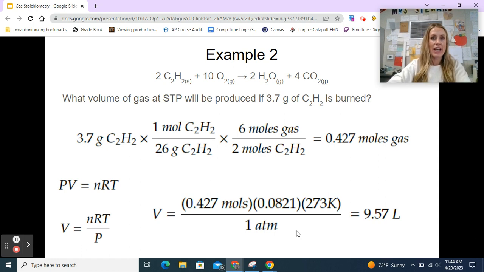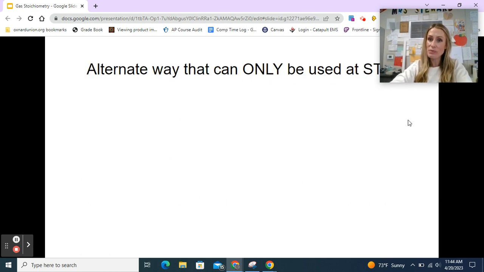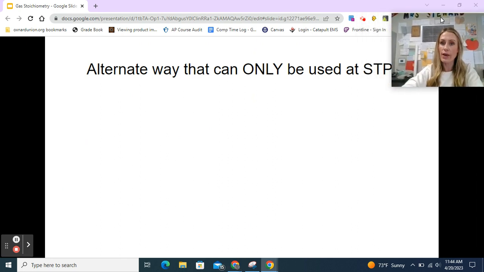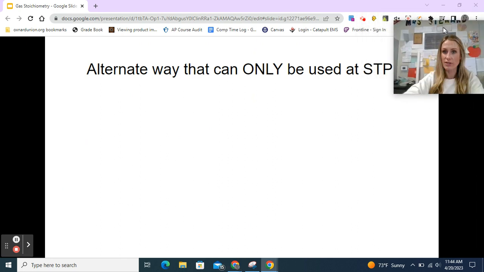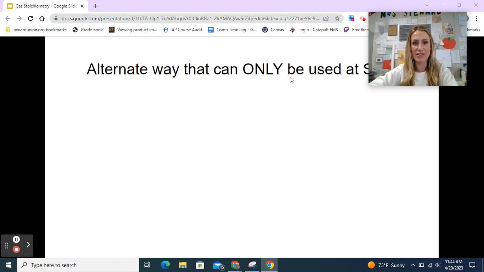All right. So this is example number 2. Now I want to show you one other way to do this, and it's very special because we can only do this way at standard temperature and pressure. All right, that's what the title says. Okay, we can only do this at standard temperature and pressure. So if we're not at standard temperature and pressure, then you cannot use this way when you do gas stoichiometry.